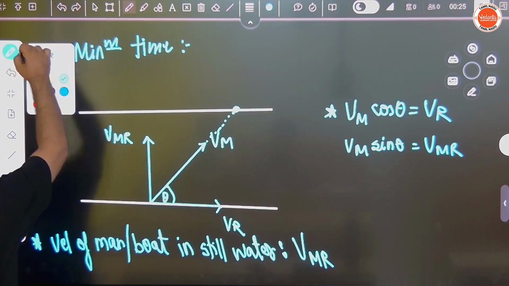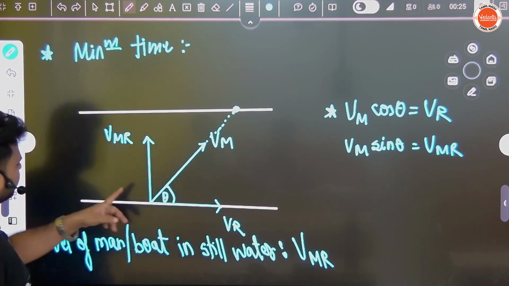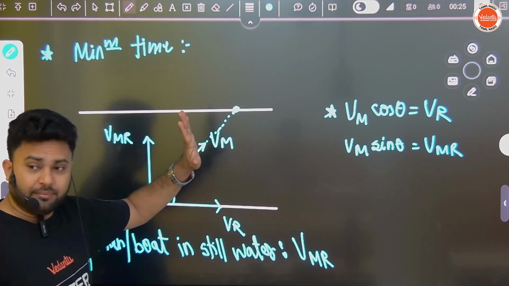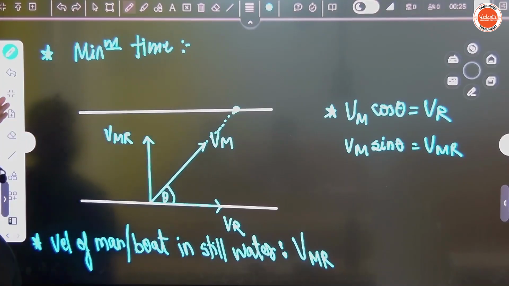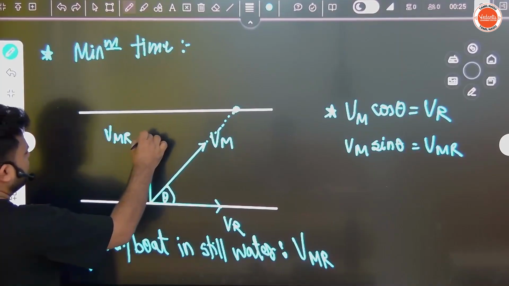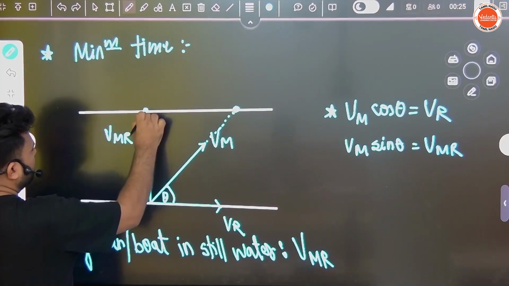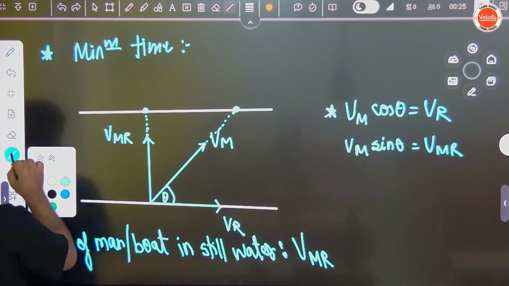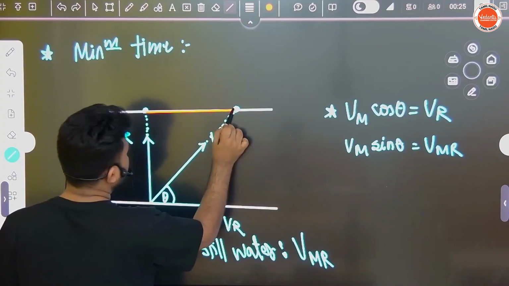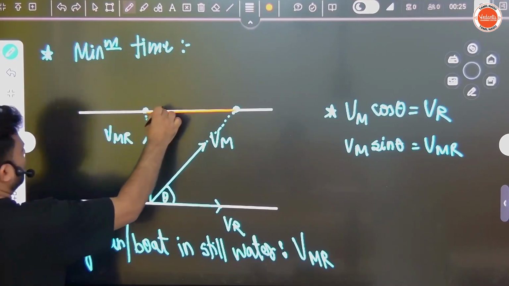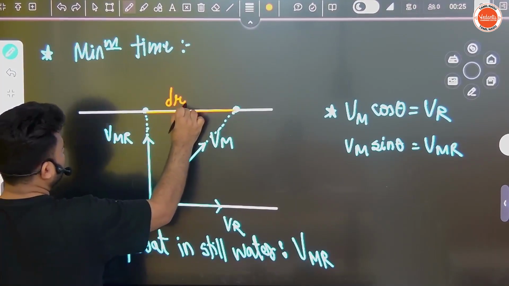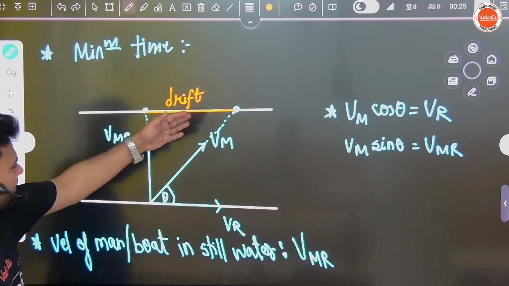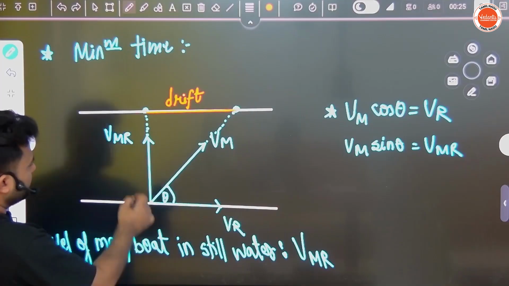Now what question they ask? So if the man tries swimming here, man will finally follow this path, but it will reach in minimum time. Always remember, the time will be minimum. They ask that, see, man's intention was to go here, but finally man reached here. So this distance is called drift. This distance is called drift. So they will ask, what is the drift? This.